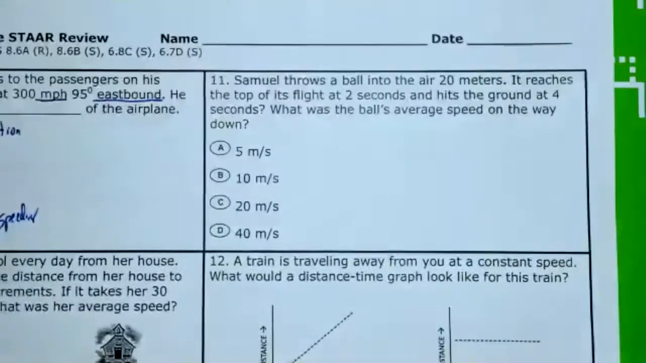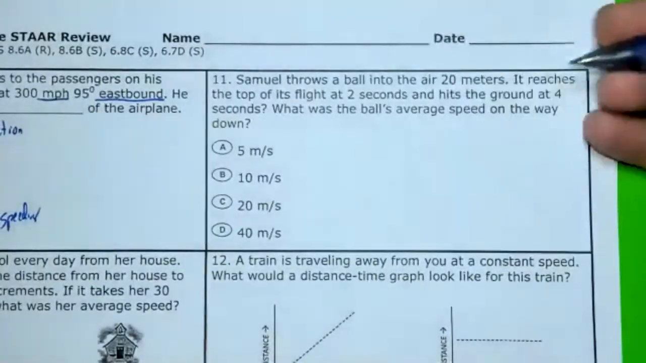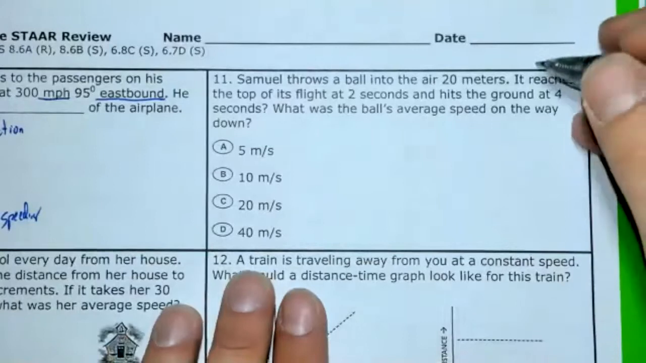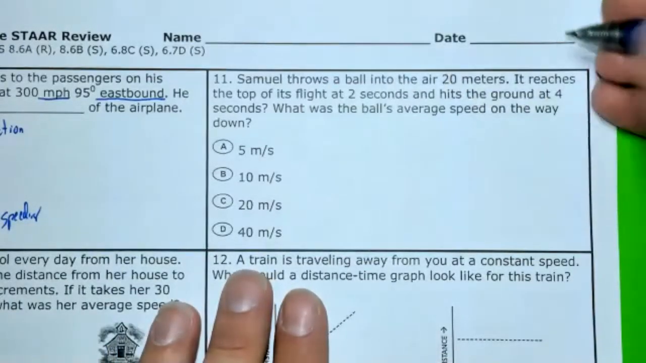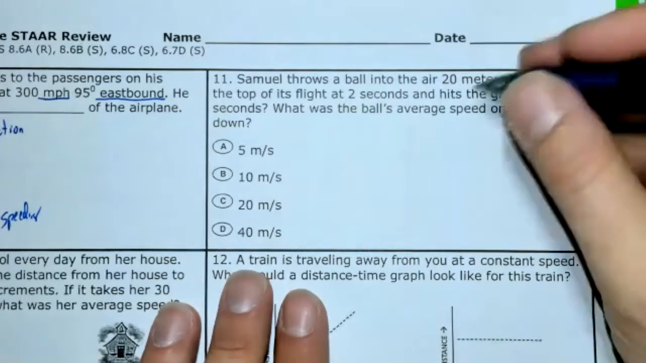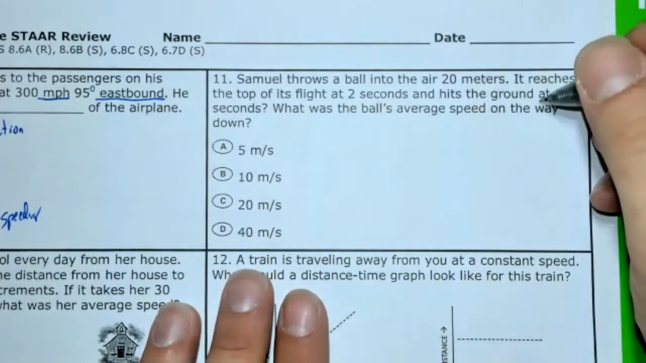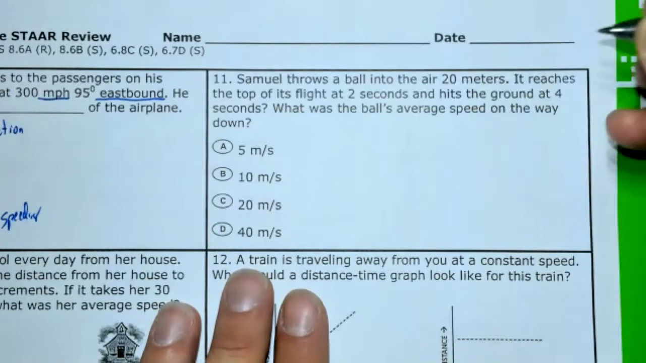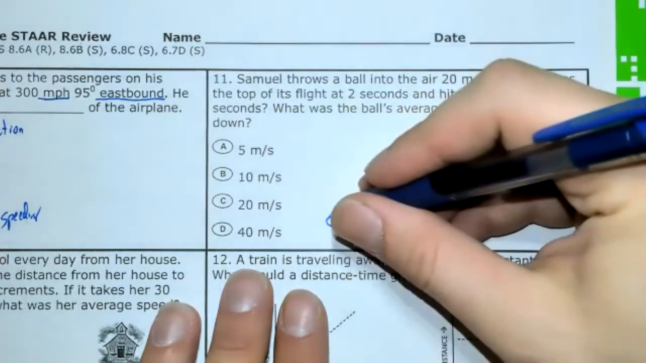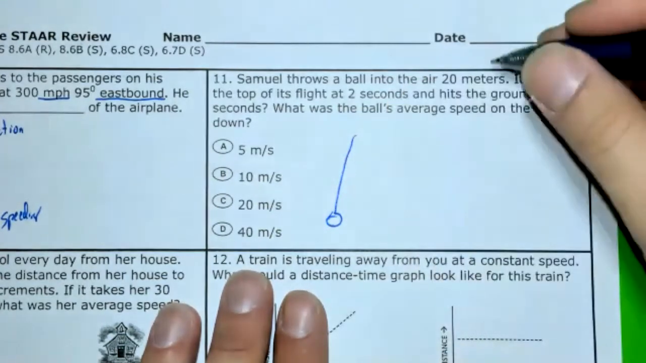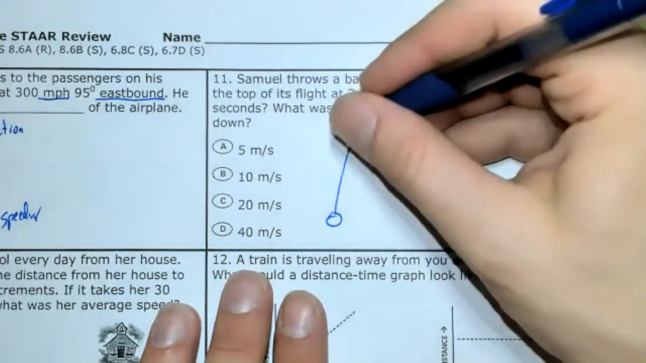Right. Number 11. Samuel throws a ball into the air 20 meters. It reached the top of its flight at 2 seconds and hit the ground at 4 seconds. What was the ball's average speed on the way down? Okay, so he throws a ball up into the air, 20 meters, right?